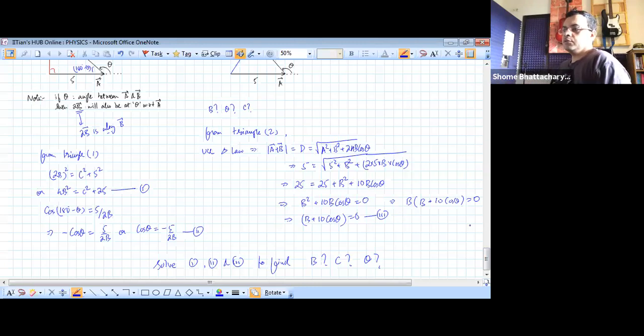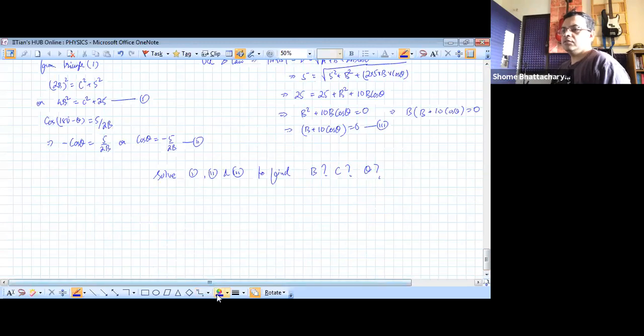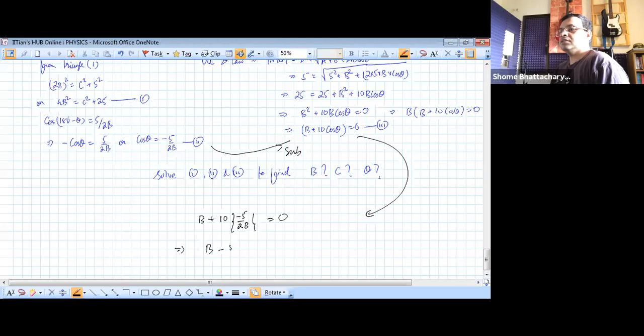Okay, now let us see how we'll solve the equation. So what we do is from equation 2, substitute cos theta in equation 3. Very simple equation solution. So इसको यहाँ पे substitute करो. So on substituting this, you will get b plus 10 cos theta, where cos theta is minus 5 by 2b is equal to 0, or b minus 50 by 2b is equal to 0, or that 2b square is 50, or b square is 25.